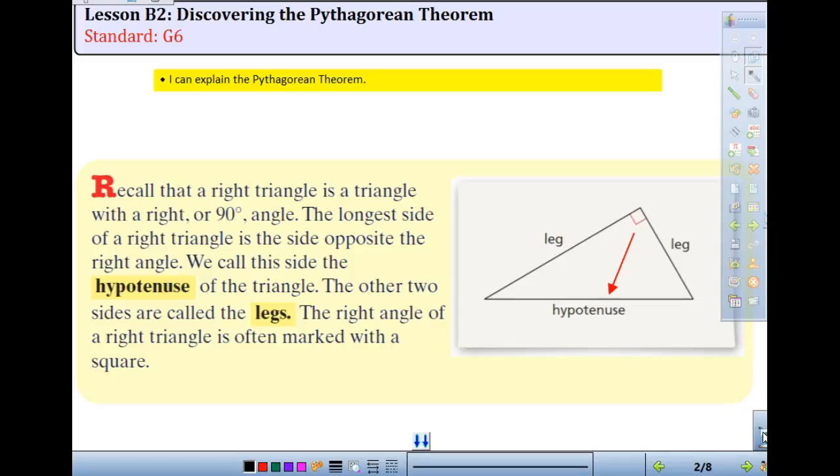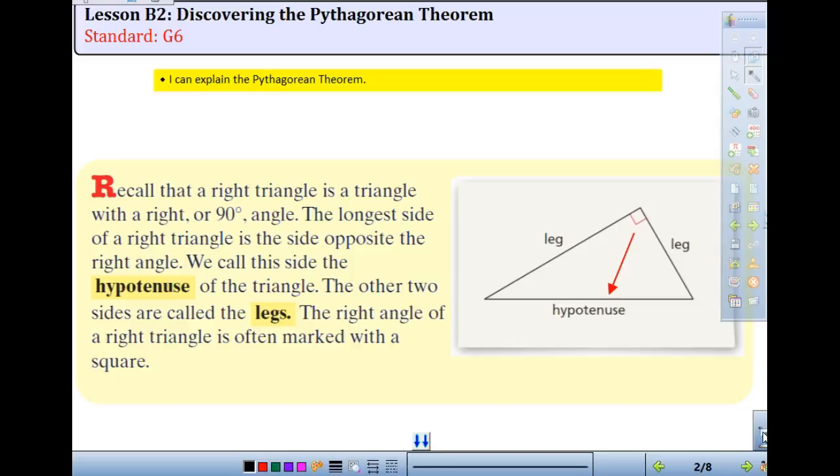And our goal throughout this is to think of different ways that we can prove the Pythagorean theorem. And I had someone say, well, I just know the Pythagorean theorem. Great. You're going to have lots of time to apply it. But part of our standard is that you need to be able to prove that it works.